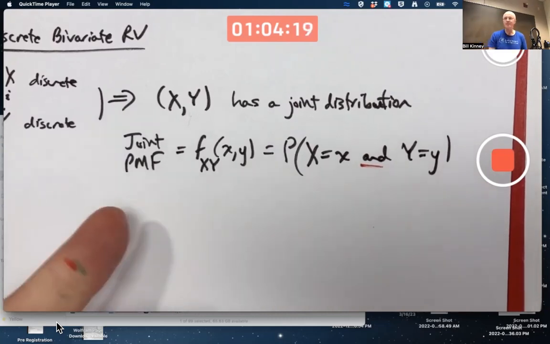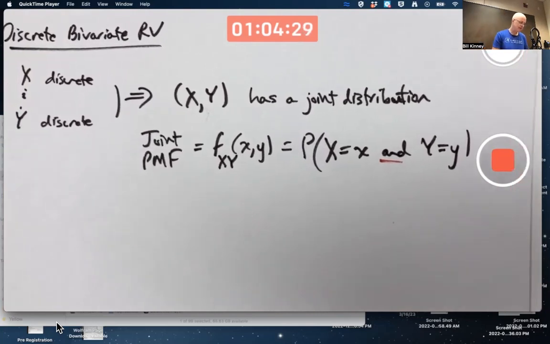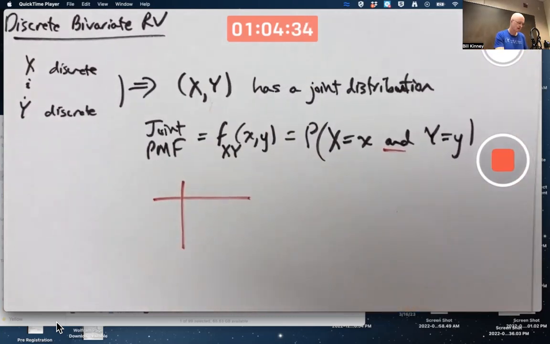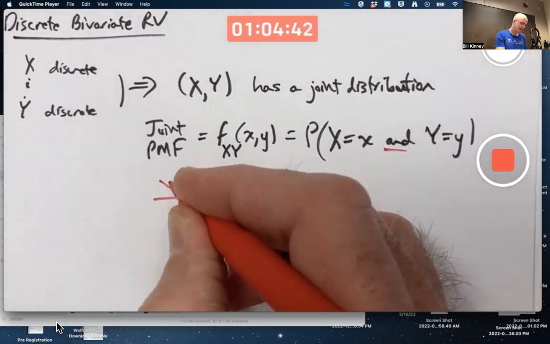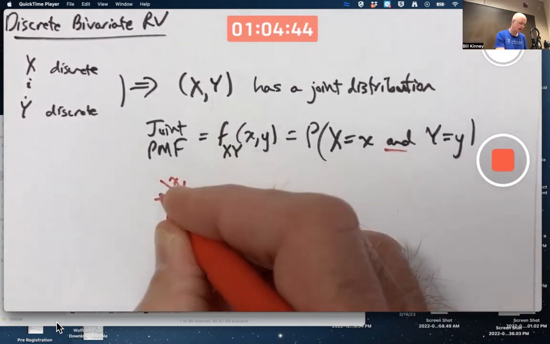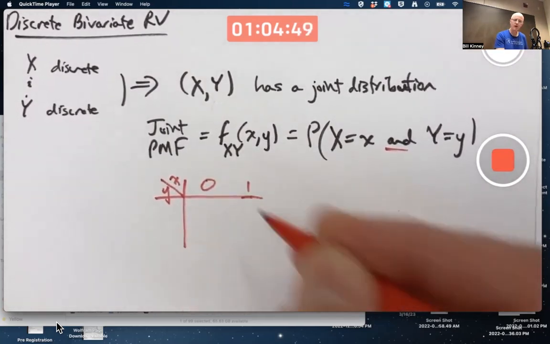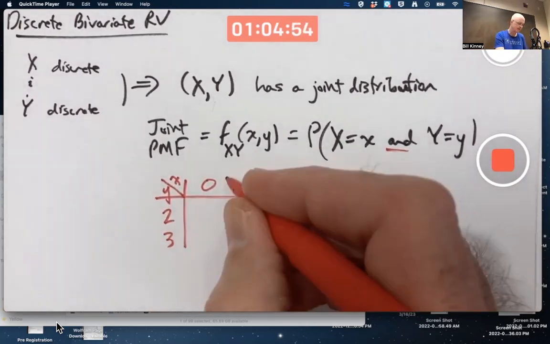Now, such a joint PMF could be specified with a formula, but more commonly here at the beginning, we specify it with a table. And to keep it simple, let's keep the number of possible values where this takes on a non-zero value relatively small. I think I usually make X go across the top and Y go down the side. Let's say X can take on the values 0 and 1, and Y can take on values 2 and 3 with non-zero probabilities.